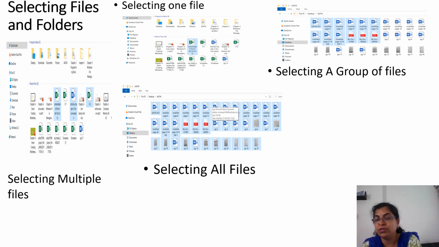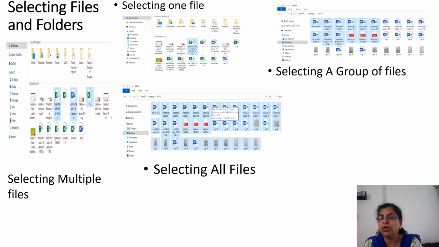Selecting files and folders. Now to select a single file, you have to bring the mouse pointer on the file name and click once. The file will get selected, highlighted. Whenever you want to select more than one file, multiple files, bring your cursor on the first file and click it, it will get selected. Then press the Control key, move your mouse pointer to any other file and just click. The earlier file as well as the new file, both files will get selected.